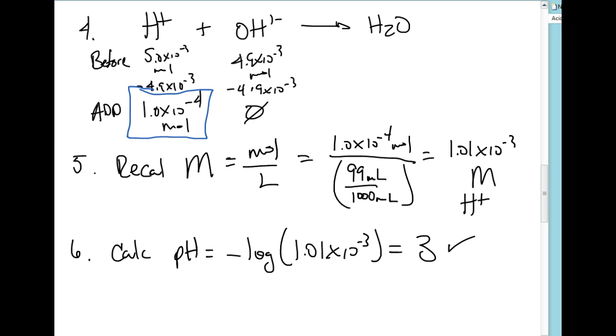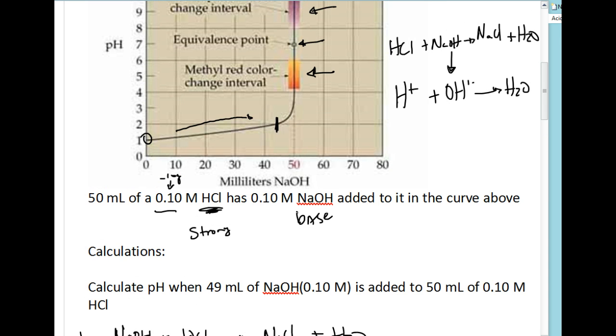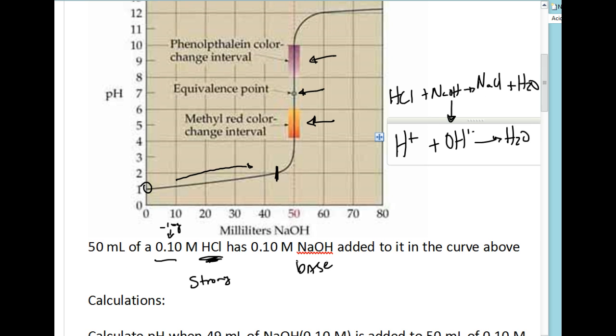And if we scroll back up to our graph, we can see this on our graph. That 49 milliliters on our graph is going to be somewhere right in this vicinity right here. Well, that was not a very straight line, I can't draw a straight line to save my life right now. But there's our pH, it's 3.